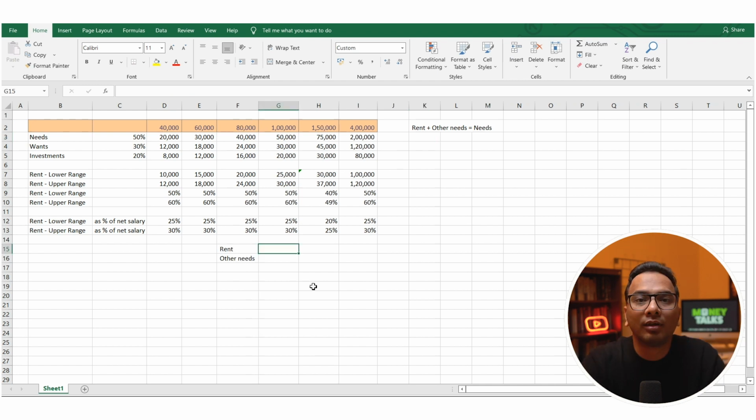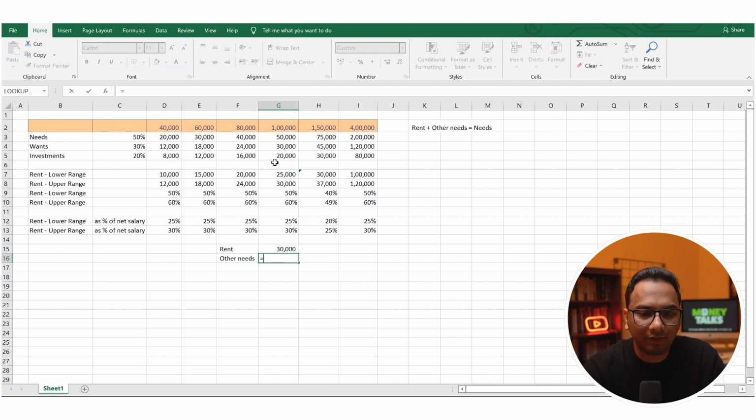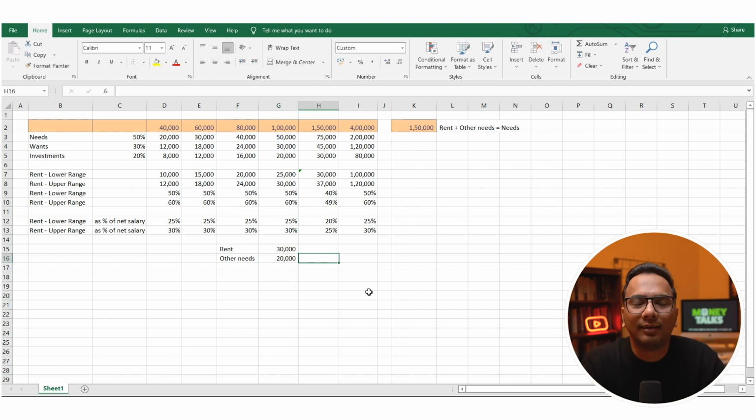With me till here? So, at 1 lakh salary, what is my breakup of rent plus other needs? Let's take the higher limit. My rent was 30,000 rupees. What are my other needs? My other needs is the difference between this 50,000 rupees minus my rent, which is 20,000 rupees. Now, as we go to the next income bracket and do not increase the rent by the same percentage, we will make some savings, correct?